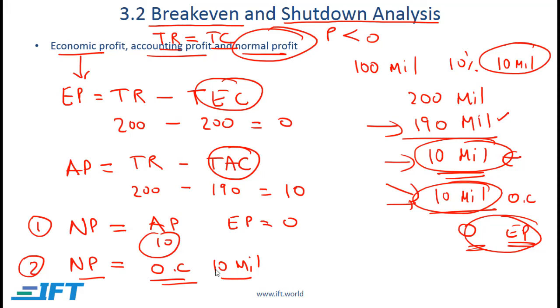Now the question is whether an economic profit of zero is a bad thing. And the answer is not really, because an economic profit of zero still means that we are making an accounting profit, and that accounting profit is essentially covering our opportunity cost.